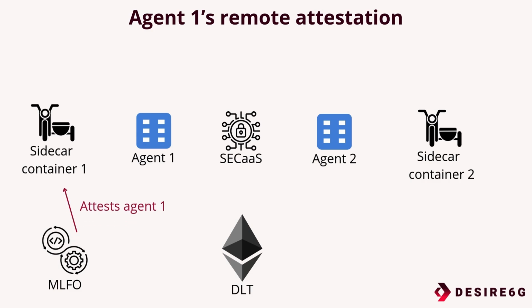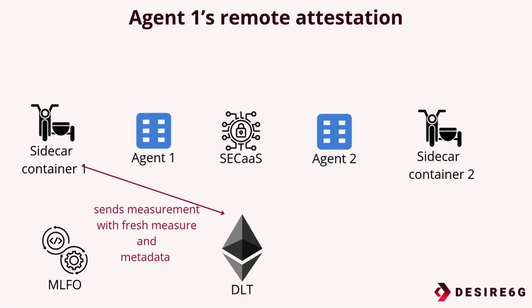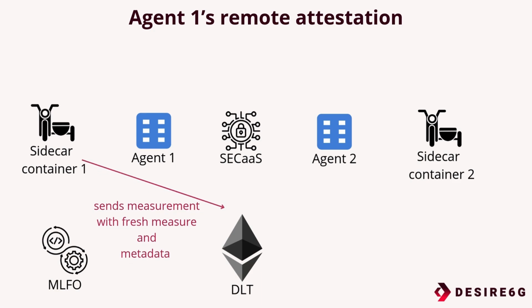First, the MLFO initiates the attestation by sending a request to Sidecar Container 1. The sidecar starts the agent to access its process memory and immediately suspends its execution. The agent will only be allowed to continue if the attestation result is positive. From there, the sidecar reads the process memory and generates a fresh measurement of the agent. It can then send an attestation request to the DLT, including the newly produced measurement.